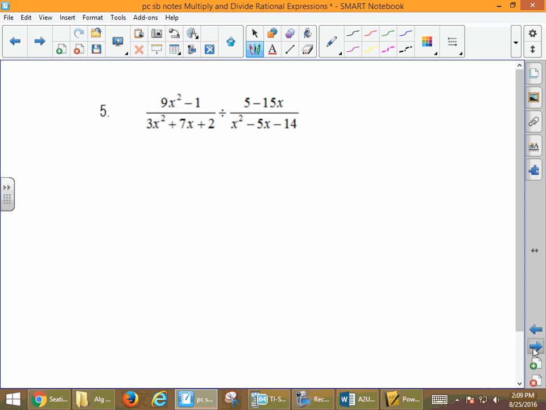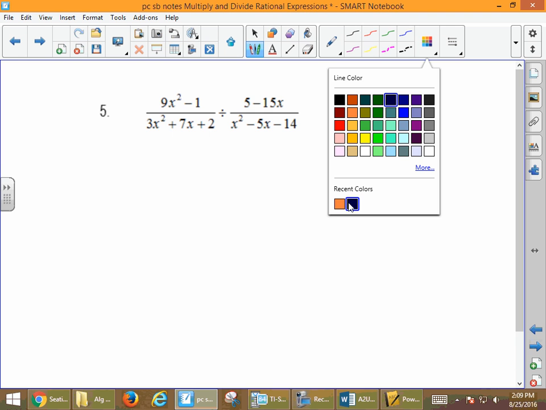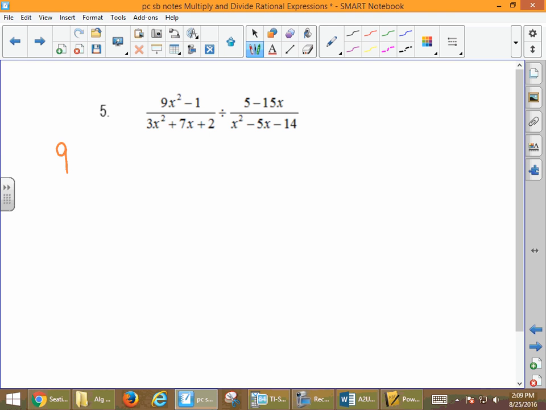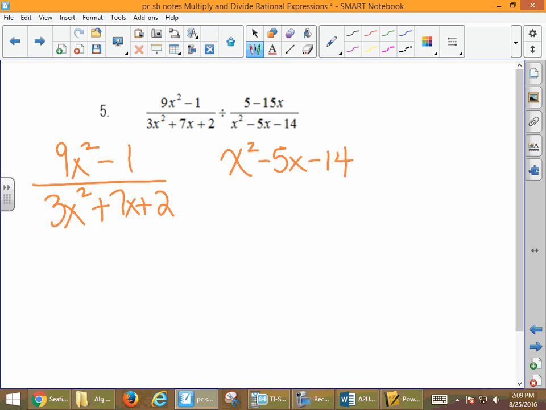So back over here on our problem, we've got 9x squared minus 1 and 3x squared plus 7x plus 2. We're not going to change that. That's the first fraction there. But when dividing, don't ask why, flip the second one. X squared minus 5x minus 14 was in the denominator. Now we're going to move it up to the top, also known as the numerator. And the 5 minus 15x is going to move down to the denominator. And we're going to multiply.